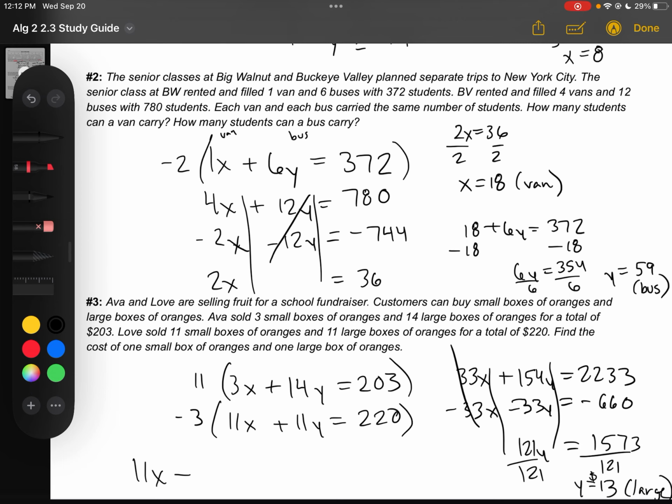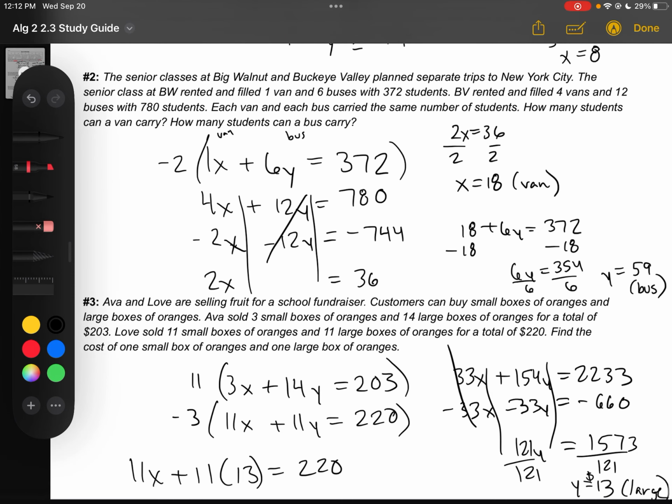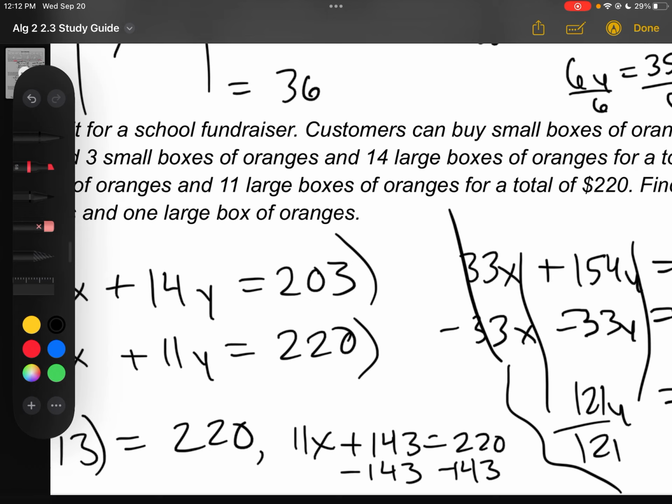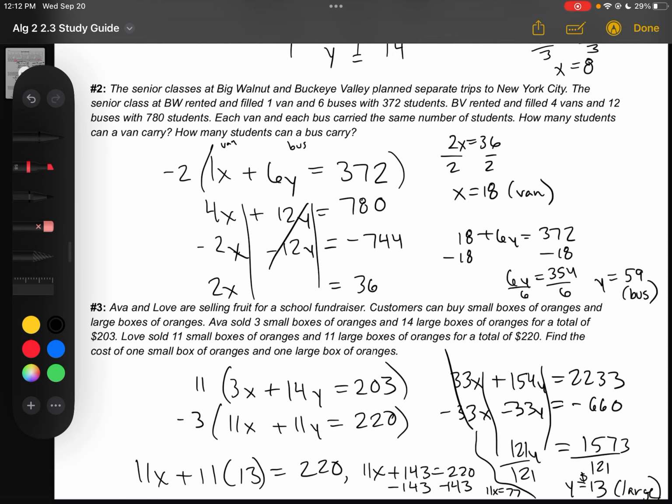And then we just plug this back in. So 11x plus 11 times 13 equals 220. So we'll get 11x, and I'm running out of space here, plus 143 equals 220. Subtract 143. I got 11x equals 77. And then final answer here is we'll get x equals 7. And that's going to be our small cost there.